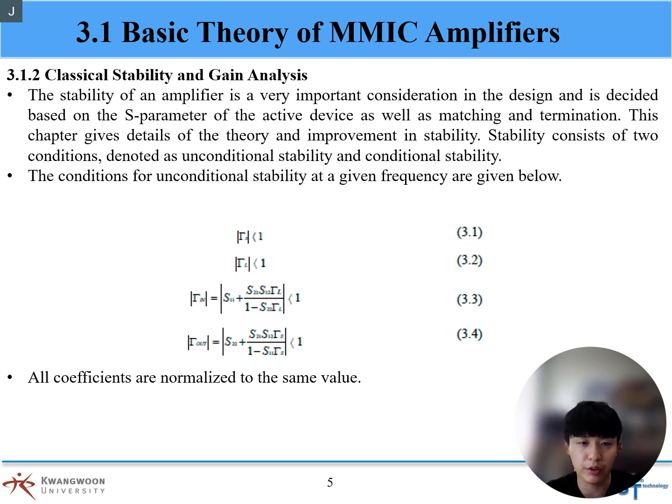Stability consists of two conditions, denoted as unconditional stability and conditional stability. The conditions for unconditional stability at a given frequency are given below. All coefficients are normalized to the same value.